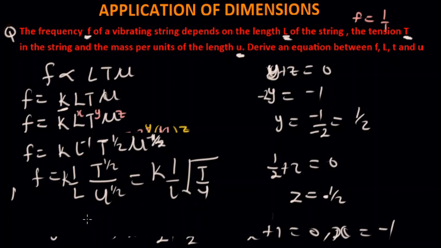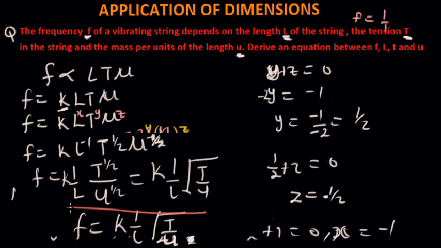So finally, the relationship between f and all the quantities given is that f is equal to 1 on l, then we have the square root of T on mu. So this is the relationship between f, let me put it well. So that is it. So by this you can obtain an equation for a quantity.